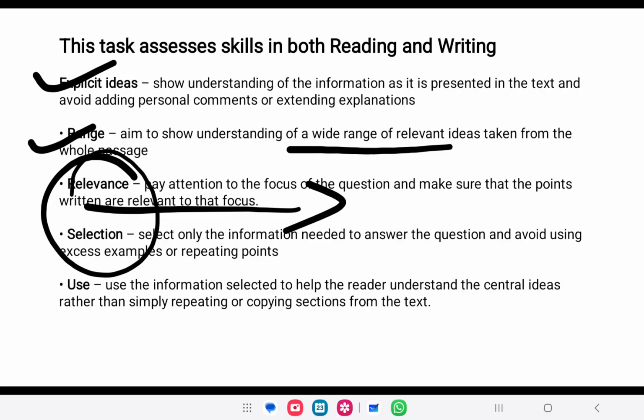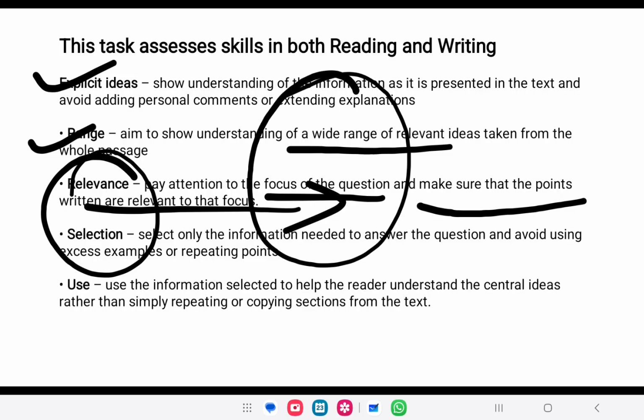So you will pay attention to the focus of the question, advantages or disadvantages. That is the focus of your question, and make sure that the points written are relevant to that focus. Remember, students, Cambridge learners, if the points you are writing are not relevant, even if you have written 130 words, 150, or even 1000 words, you are going to get nothing. You are going to get zero. So relevance is key, relevance is important, right?